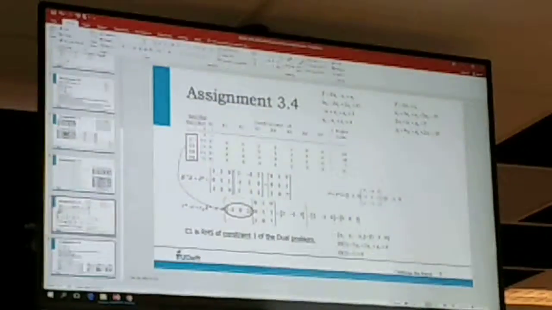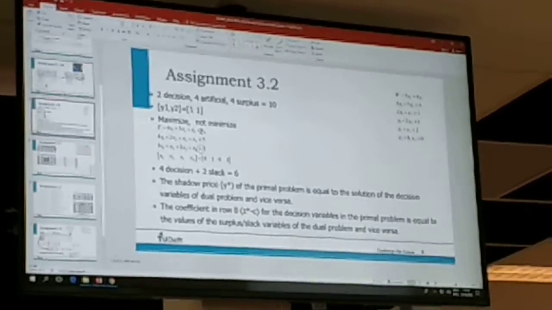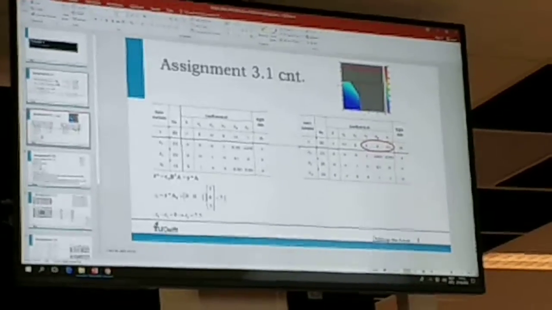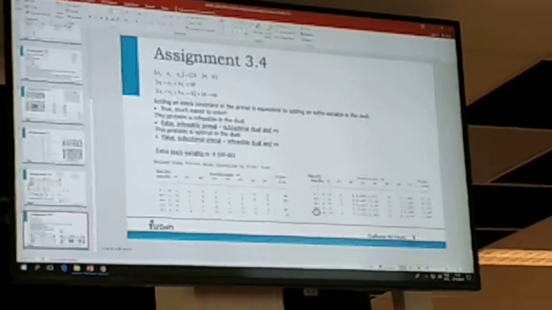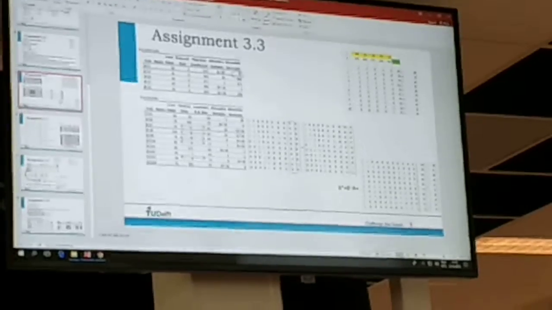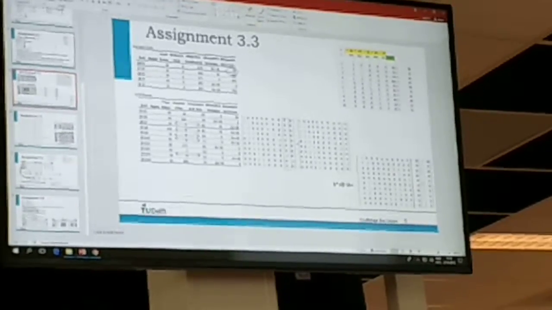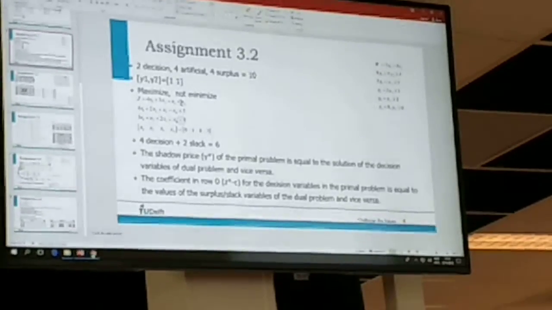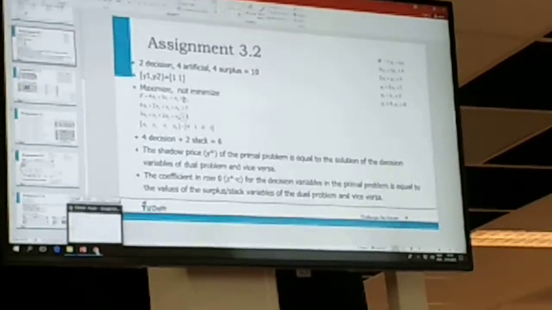Yep, I hope this was a bit clear. If not, let me know. I'll post this on Brightspace, so you can also have a look there. If you have any questions, come to me, and if I notice a lot of people have the same question, then I will show this again, and I'll also put the deadline on for this assignment. Yes?